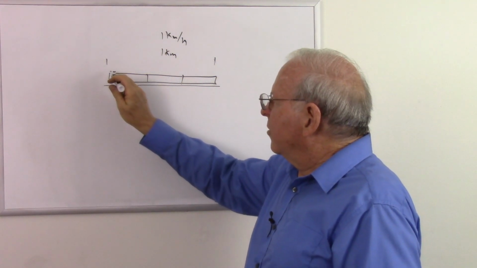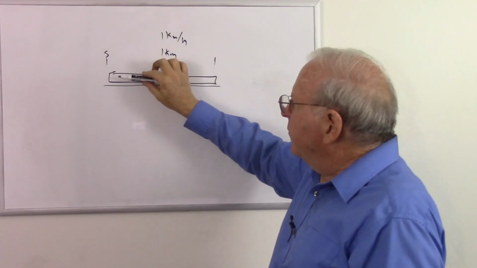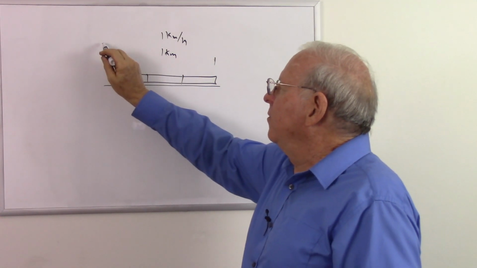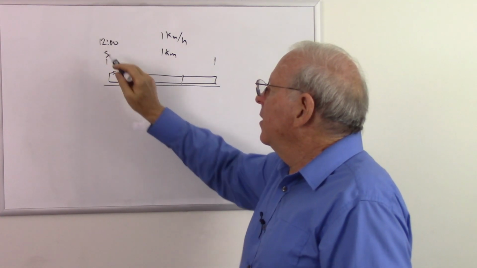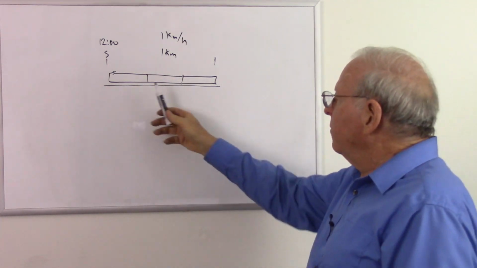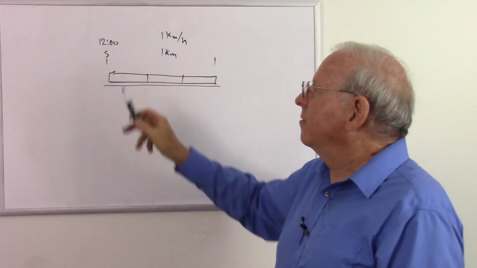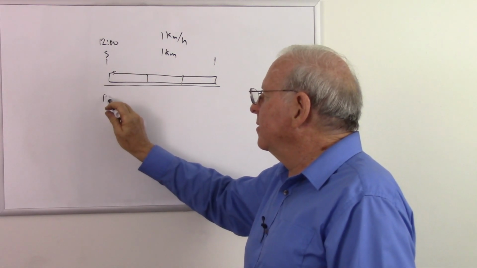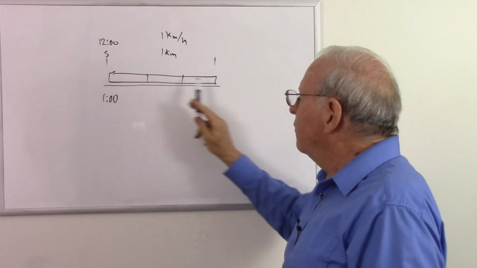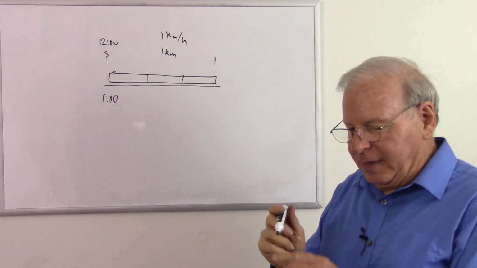Now it comes to a station. Let's put the station right here. If the front of the train reaches the station at noon, traveling at 1 kilometer per hour, a kilometer long train, when is the rear of the train going to reach the station? It's going to reach it at 1 o'clock. It's going to take an hour for the whole train to go through the station.